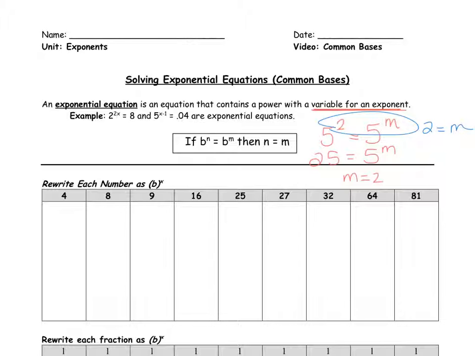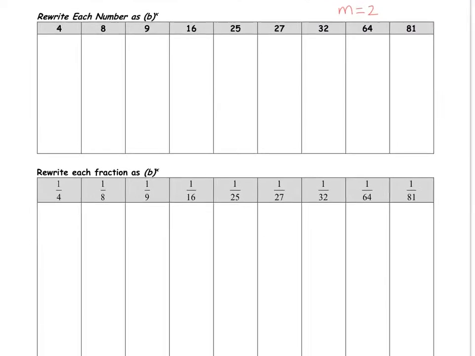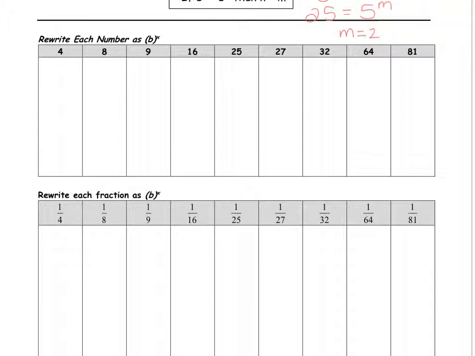That is what we are going to do when we solve all these equations: we're going to find a common base and then set the exponents equal to each other. The way that we do this requires a lot of rewriting regular numbers. So let's look at this table that I've made down here. I'm basically saying rewrite each number as b to some power, so as a base to a power.